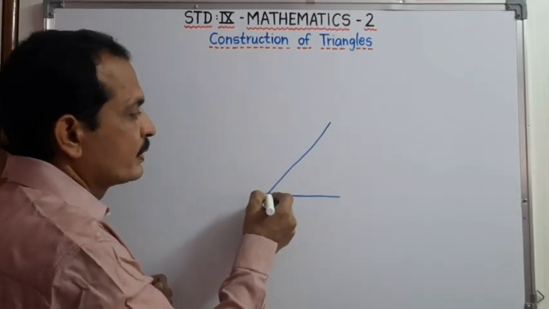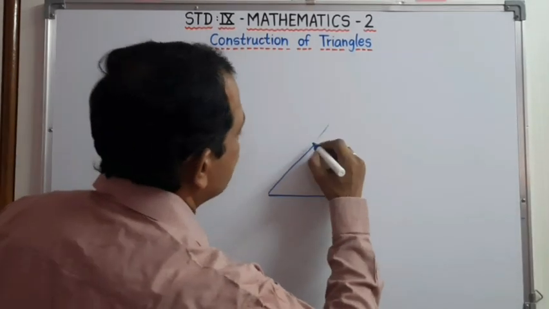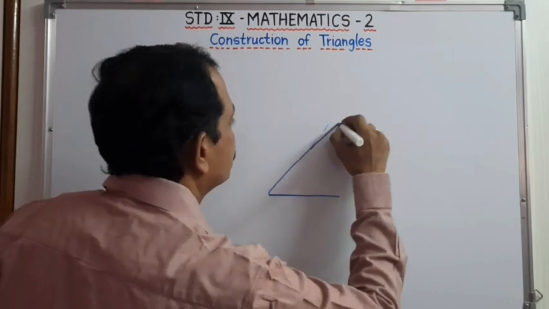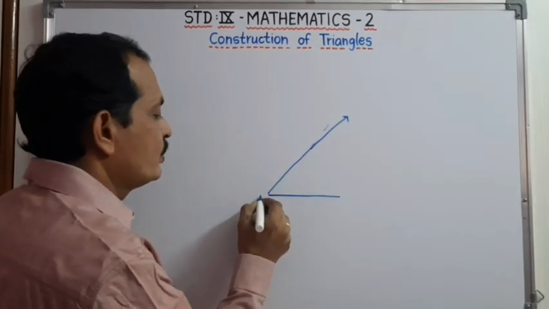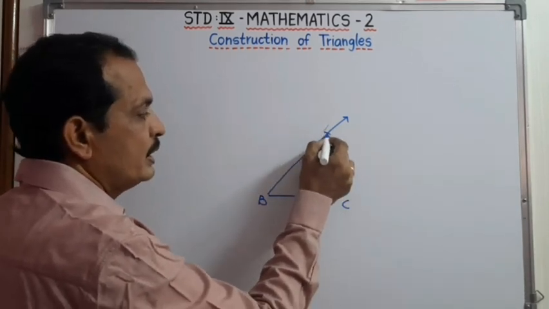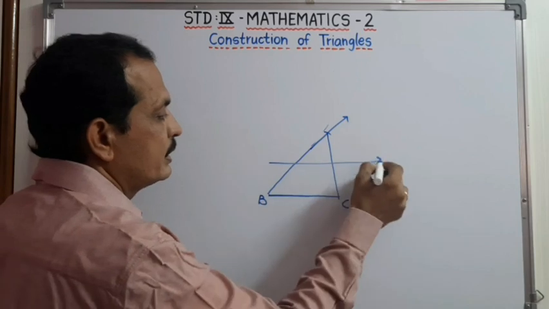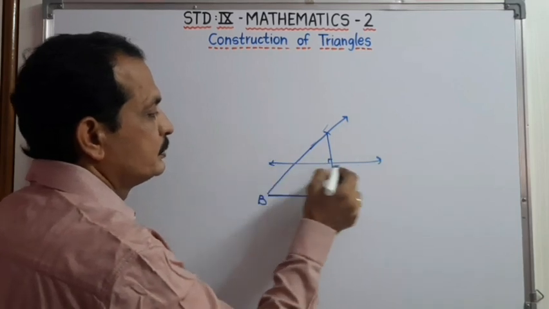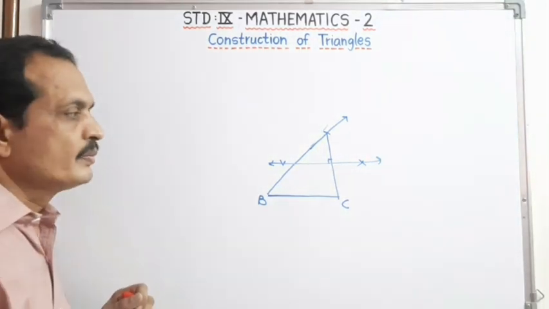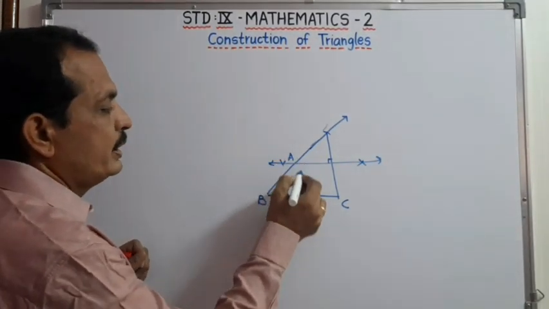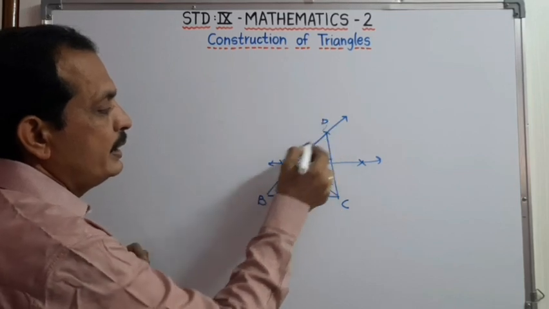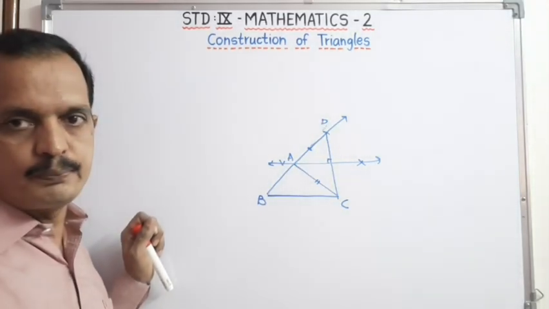angle and sum of remaining two sides is given. Then we construct the triangle like this. Got it? Here it is point A and we join this A with B. These AD and AC are congruent.